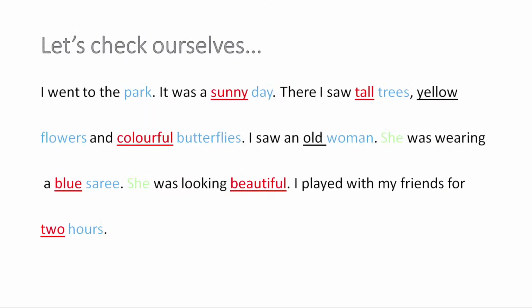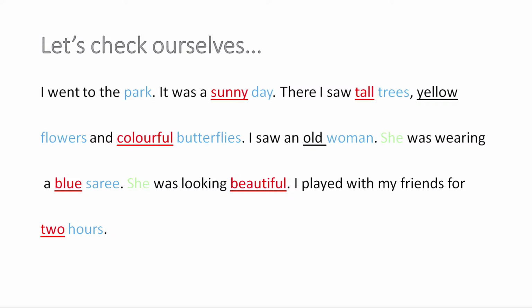Now, let us check what you have done. As we see, the words in blue are all nouns because we already know the nouns. So, how do we find the adjectives? First, we identify our nouns or pronouns. All these blue ones are the nouns, and then we see which are the words that help us know more about that noun. So, sunny, tall, yellow, colorful, old, blue, beautiful, and two also, because two is an adjective of number. It tells about the number of hours we played. So, two is also an adjective.